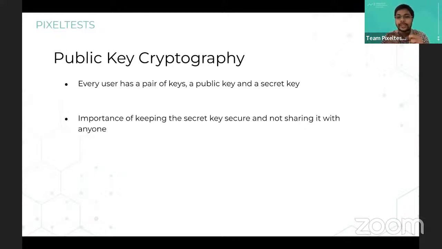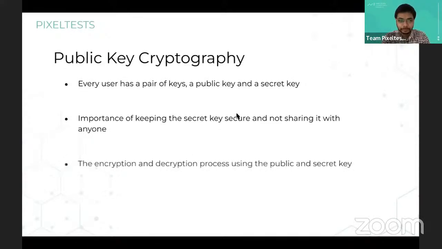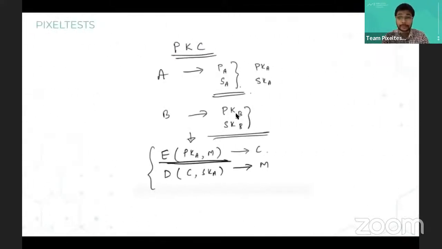Because if the secret key is compromised, then the person who is eavesdropping or trying to hack your account can easily get through the account, right? So this particular secret has to be only and only with you on the whole earth, right? The encryption and decryption process uses the public and secret key. We'll also see how that happens, right?